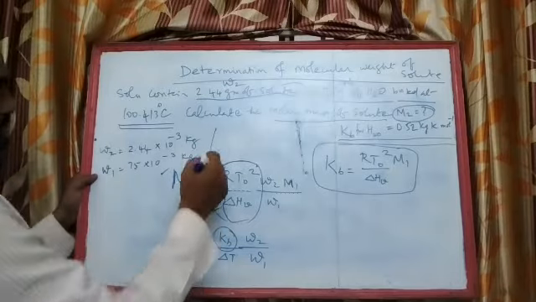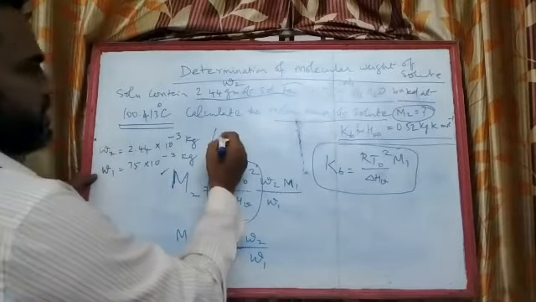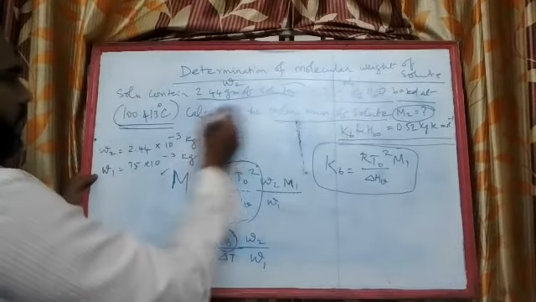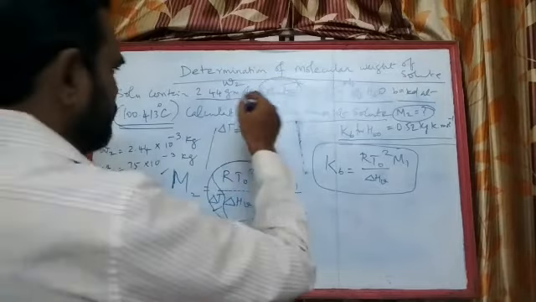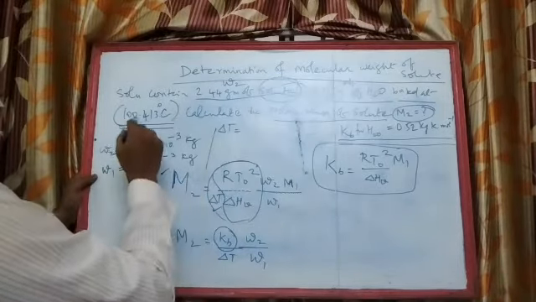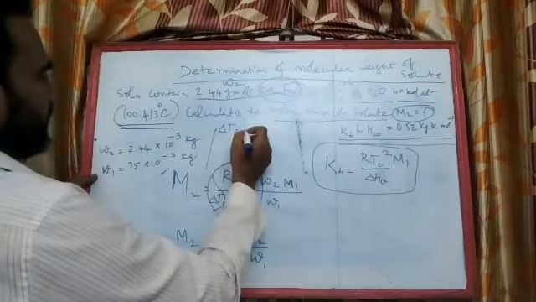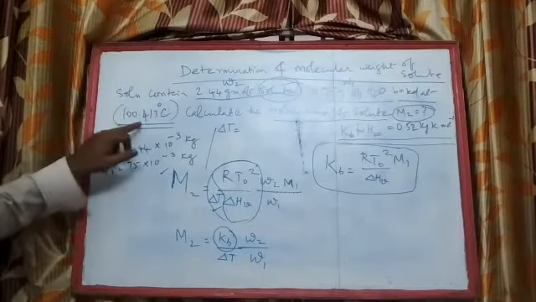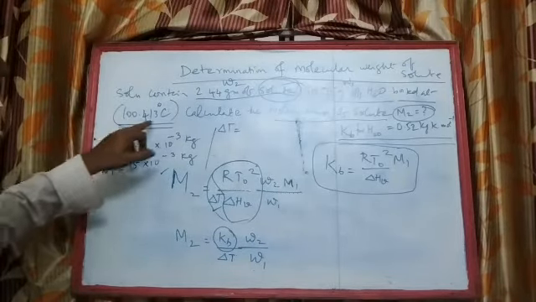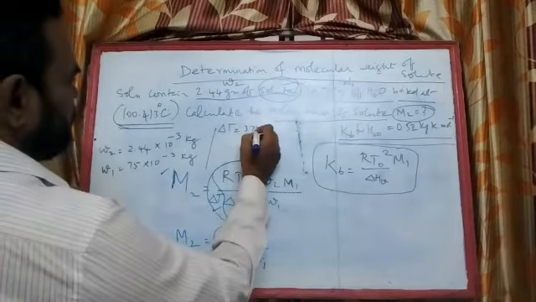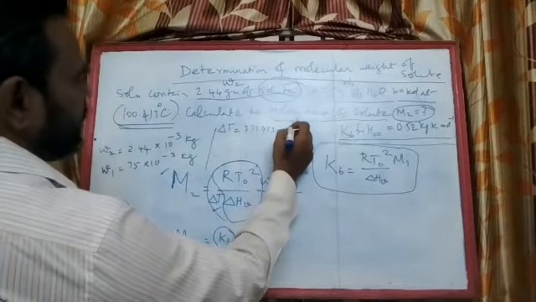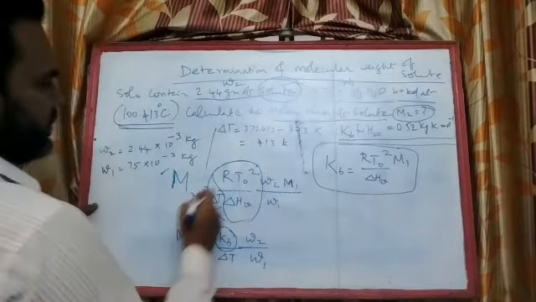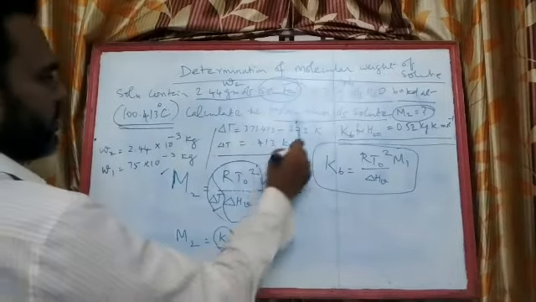Okay, and the other parameter, Kb, is given, and the delta T, how to calculate the delta T? After the addition of a solute, the solution boils at 100.413 degrees centigrade. That means even if you calculate it in terms of Kelvin, it is 273 plus 100.413, 373.413. So 373.413 minus 373 Kelvin is equal to 0.413 Kelvin.